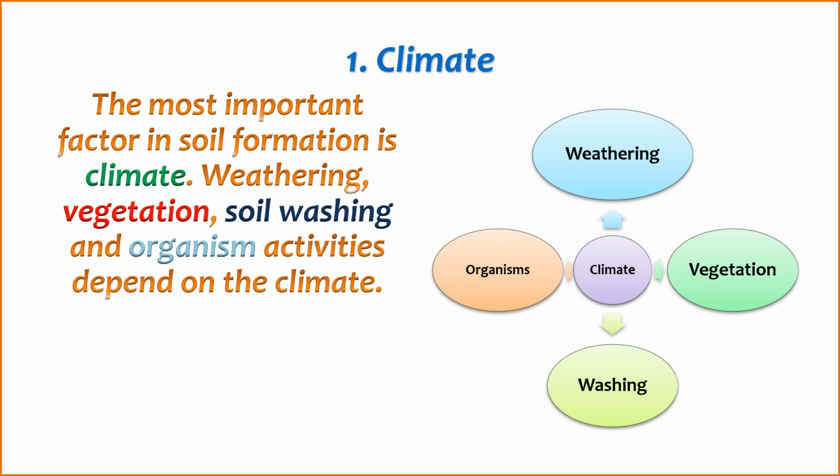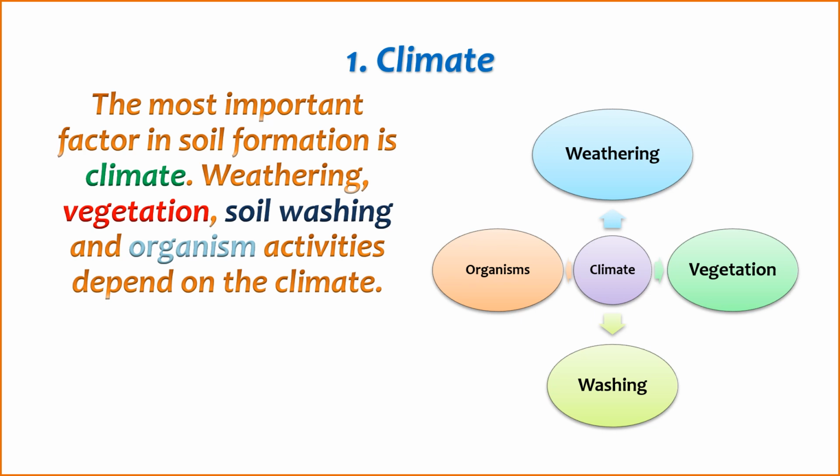2. Vegetation. The types of plants that can grow in an area are largely determined by climate. Different vegetation types contribute varying amounts of organic matter to the soil through processes like leaf litter decomposition, affecting soil structure and nutrient content. 3. Soil washing. Erosion and leaching. Precipitation and temperature influence erosion rates. High rainfall can lead to soil erosion, transporting soil particles downslope. Excessive precipitation can also cause leaching, where minerals are washed away from the soil.